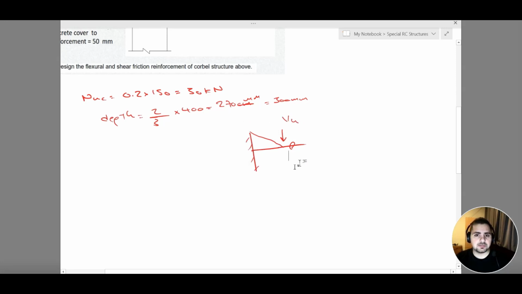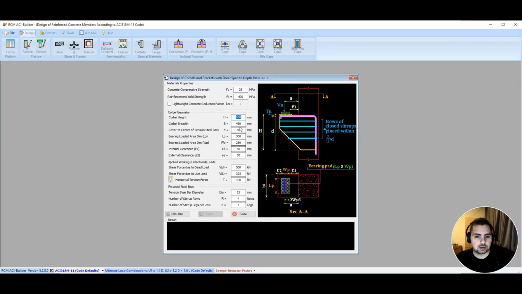and the H for this corbel should be enough to resist this bending. So we have an H of 400, we have a B of 200, the cover is 50.